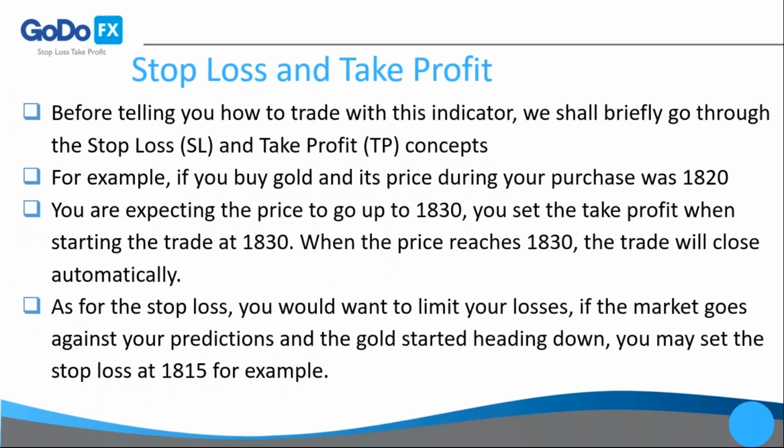I would like to go through the stop loss and take profit for those who don't know rapidly before diving into how we apply the strategy using the indicators we illustrated. So if you want to buy gold and its price during your purchase was 1,820, you are expecting the price to go up to 1,830, for example. You would set the take profit at 1,830. And when the price reaches 1,830, the trade would close automatically with profit.